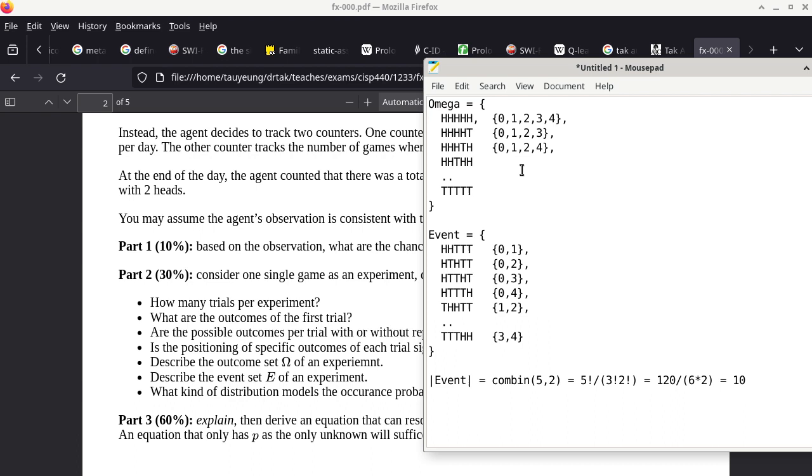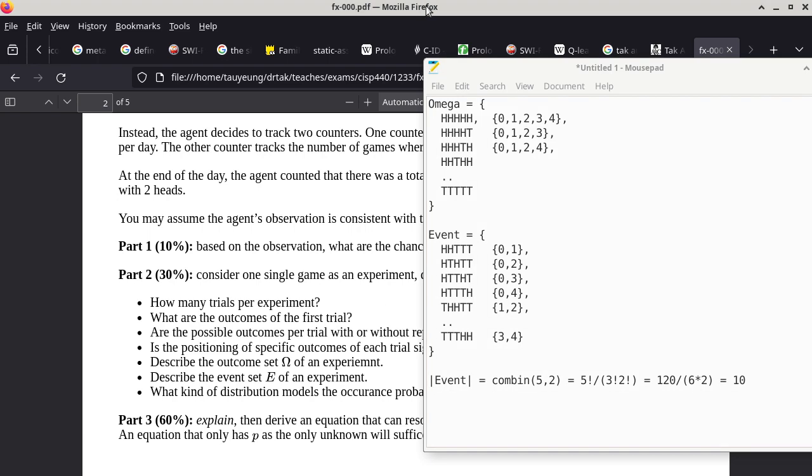You couldn't have the omega just be like 5 heads, 1 tail, 4 heads. If you choose it that way, then your event set has to be matching accordingly. The event set would just be one single element.